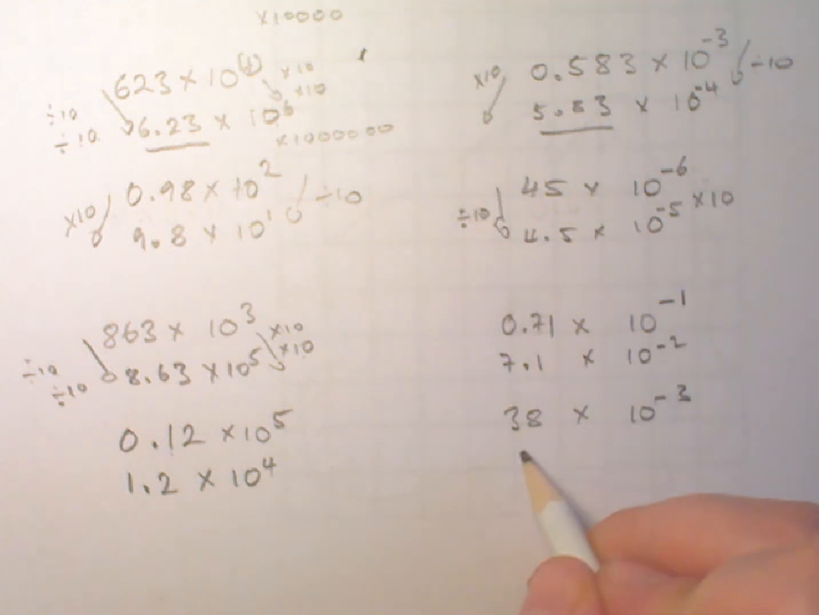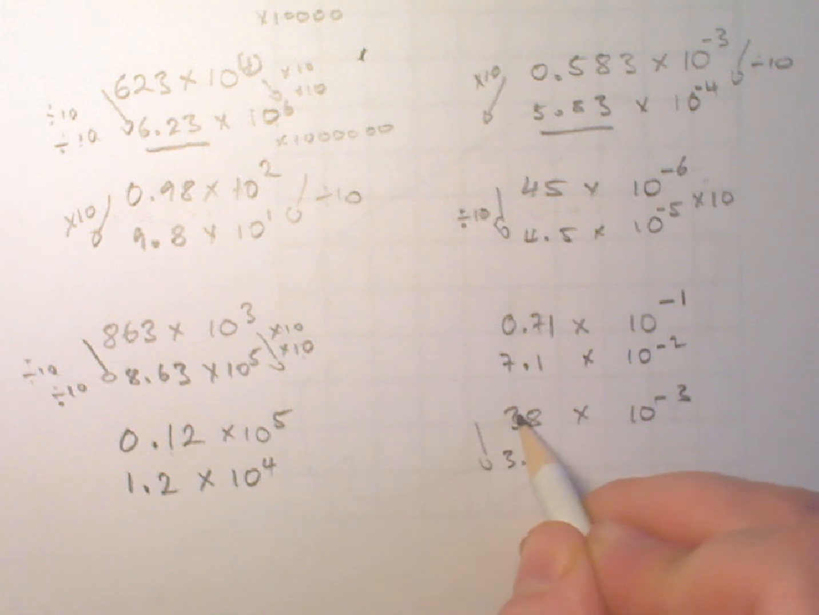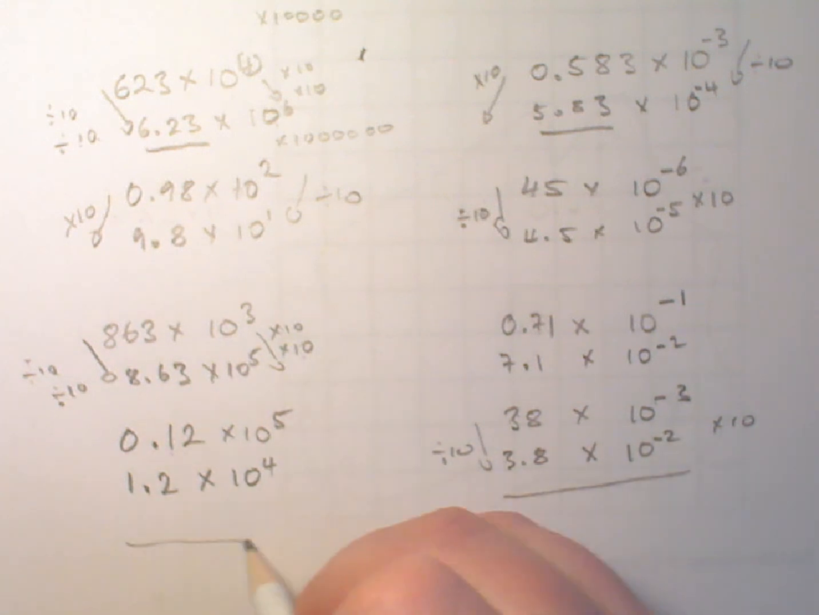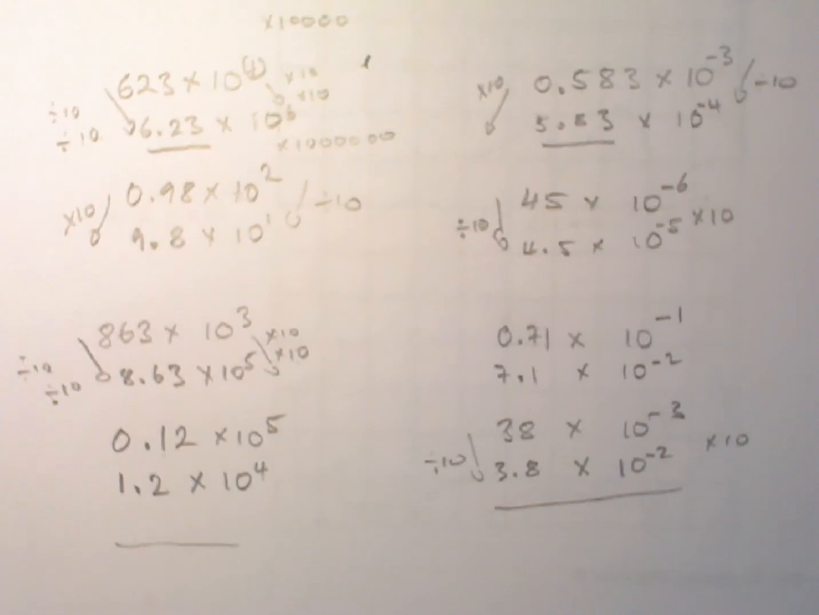And here I've got 3.8. Well, that's been made smaller, so this needs to be made bigger, so this needs to be times by 10. So I'm not going to divide by 10 3 times. I'm going to divide by 10 only twice. Now, that is kind of difficult, okay? It's worth watching the video perhaps a few more times.